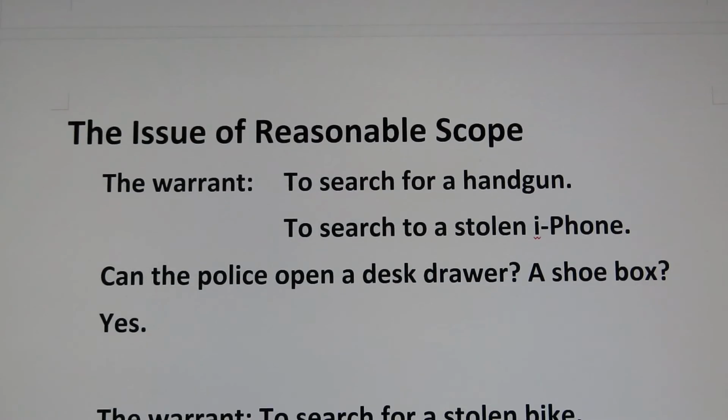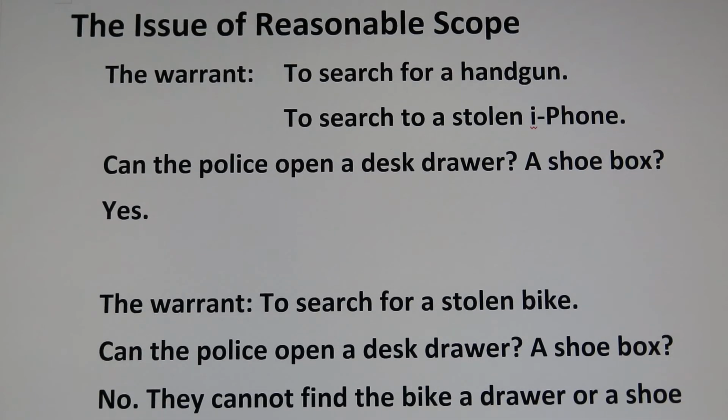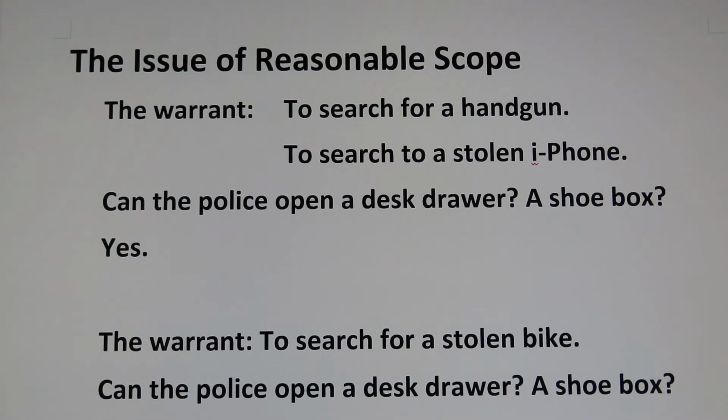This would bring us to the issue of a reasonable scope of a search. We do not permit the issuance of a general search warrant because we do not want police to conduct unreasonable searches. So if we have a search warrant that is specific, then we can implement this requirement that police must limit their search within reasonable scope. So that is the issue of a reasonable scope of a search.